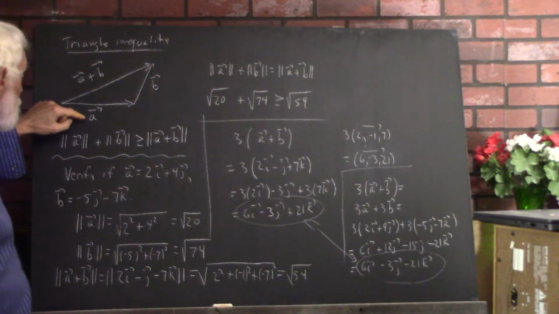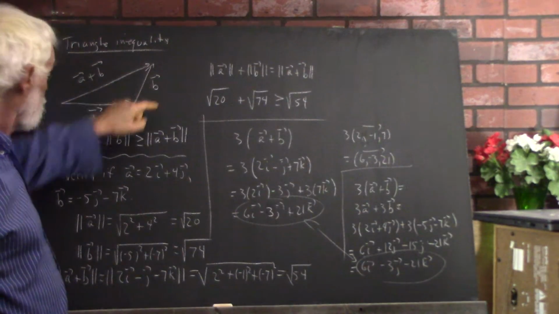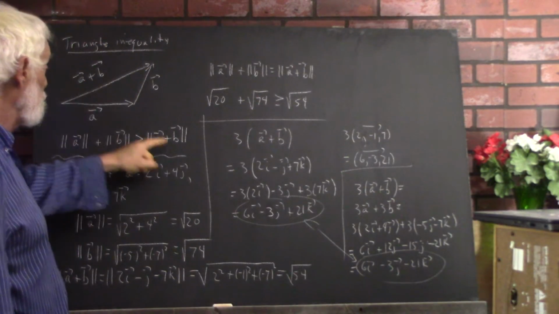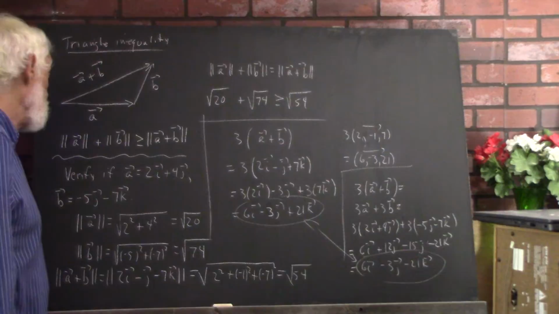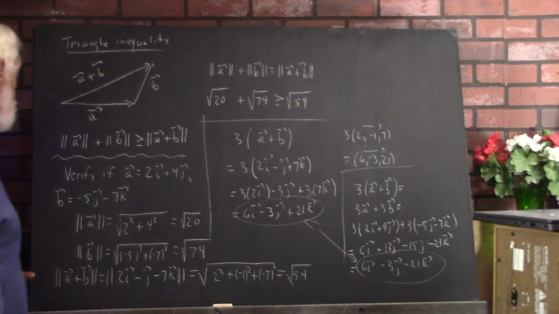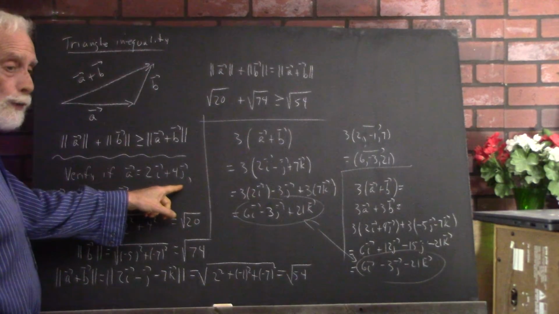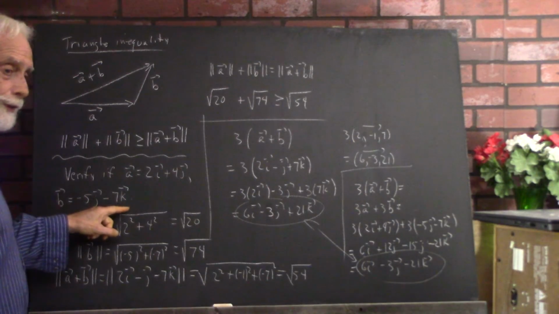Okay? And you can calculate the magnitude of this vector and the magnitude of this vector so that you know what these numbers are. And you can calculate the magnitude of this vector so you know what this number is. Very straightforward. Okay, well, let's do that. Let's say that A is a vector 2i plus 4j, and B is a vector negative 5j minus 7k.